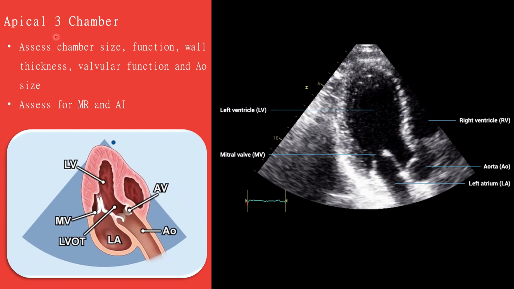What do we see in apical 3 chamber? Well, it's the same thing as 2 chamber. It's just the aorta will come in. We'll be assessing the chamber size, function, and wall thickness, valvular function, and aortic size. We can assess for mitral regurgitation and aortic insufficiency right here.